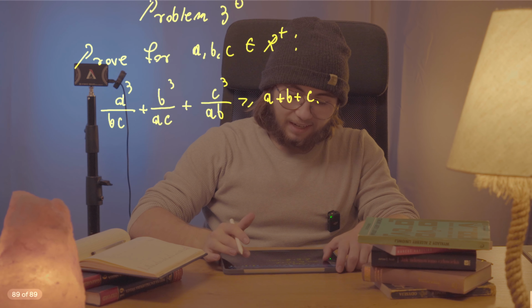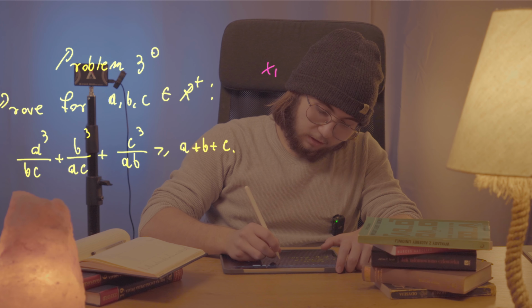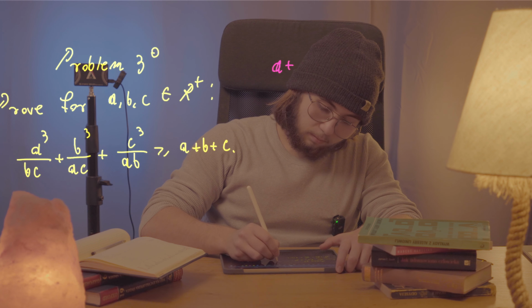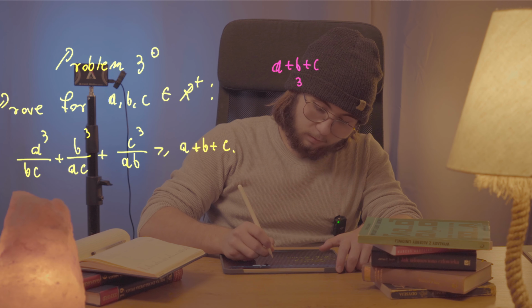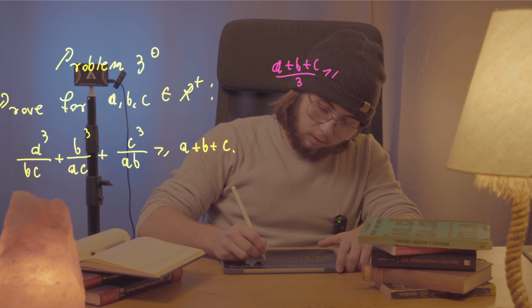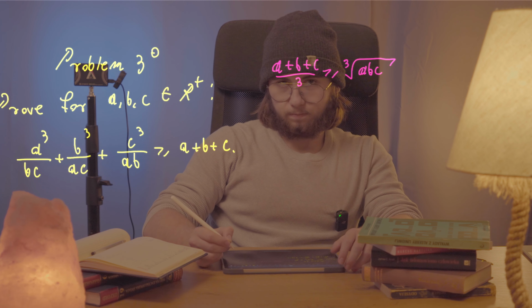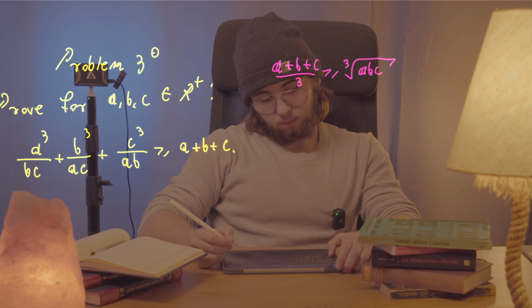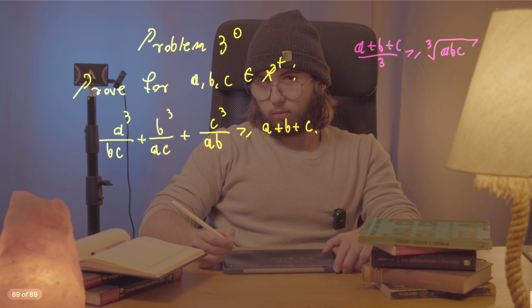So, let's just remind ourselves about the AM-GM inequality. It states that whenever we have some positive numbers, let's say I have 3 numbers for this matter, some 3 positive real numbers, I divide them by 3 after summing them up. That's going to be greater than or equal to the cube root of the product.